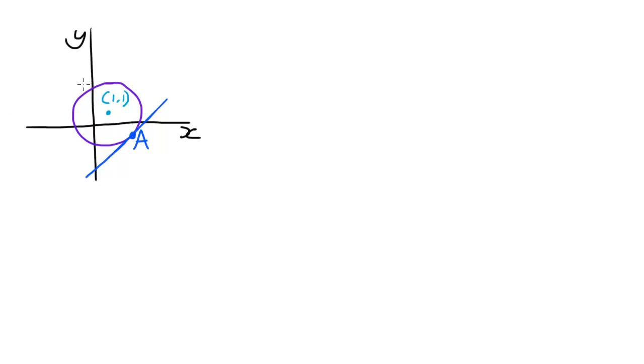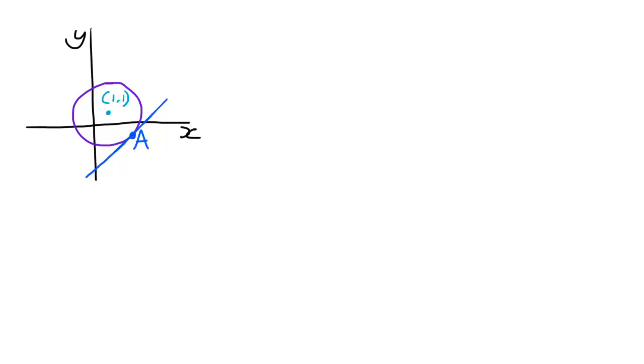In this video I'm going to tell you that we have a circle, this purple circle here, and the center of the circle is the point (1, 1). That's the center of our circle, and we have a tangent line coming across here which just touches the circle at the point A. We'll call that point A, where that touches the circle.